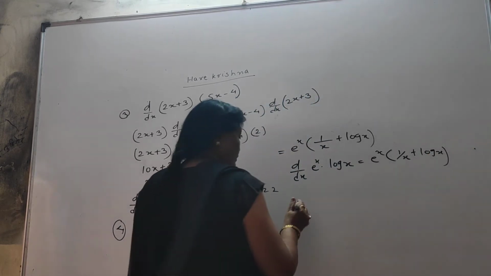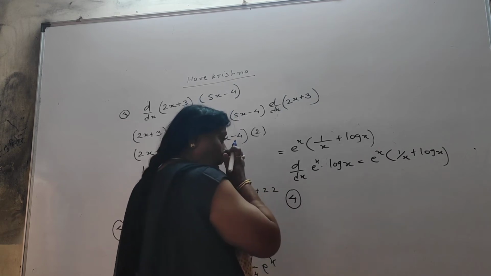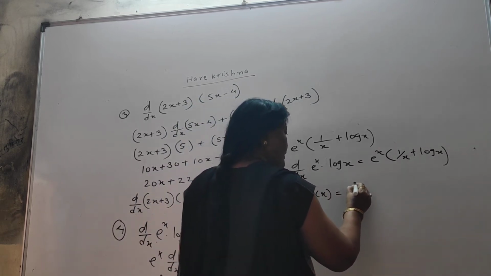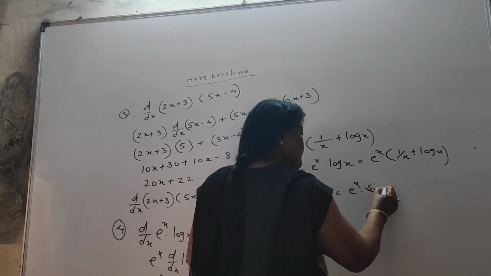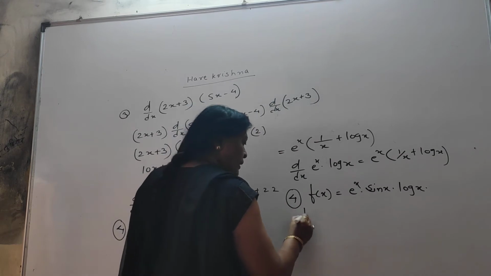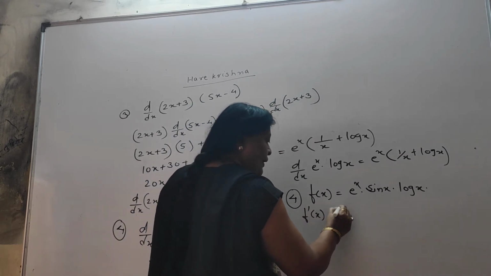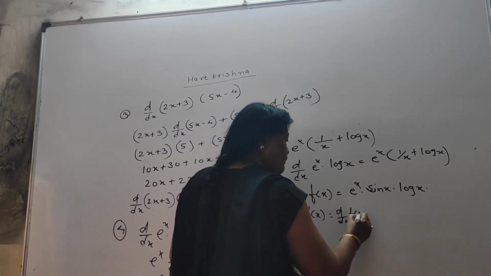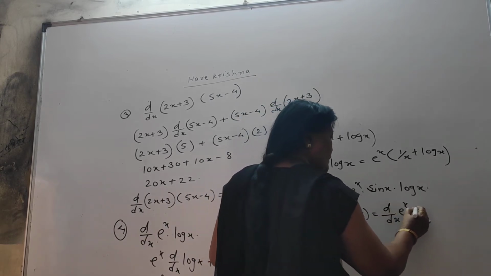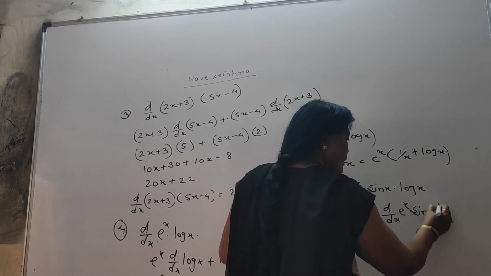Suppose I take the three functions multiplied. f(x) is equal to e^x sin x log x. How will you find the derivative? Now see again, f'(x) is d/dx of f(x), d/dx of e^x sin x log x.